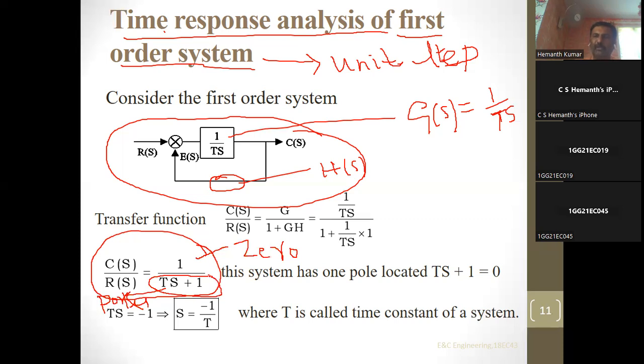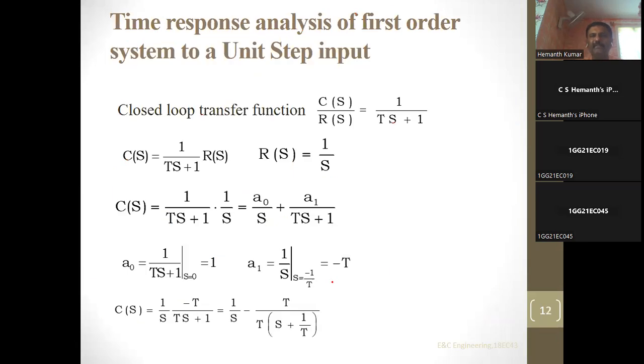Ts plus 1. This system has one pole, located at Ts plus 1 equal to 0. Transferring to the right-hand side, Ts is equal to minus 1. What is s? s is equal to minus 1 by T. That means we have one pole lying at minus 1 by T, and here T is referred to as the time constant.